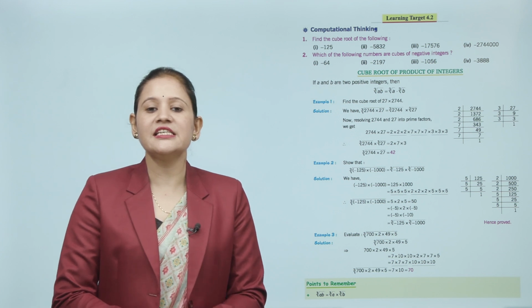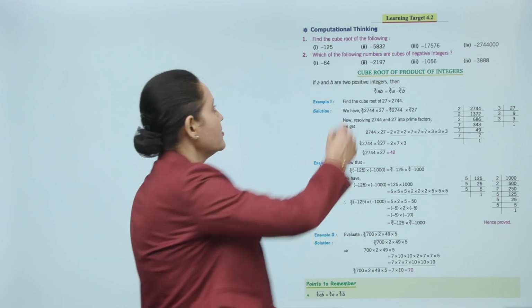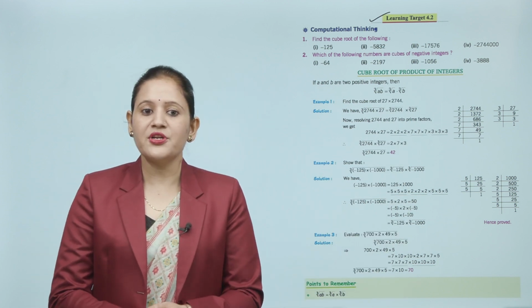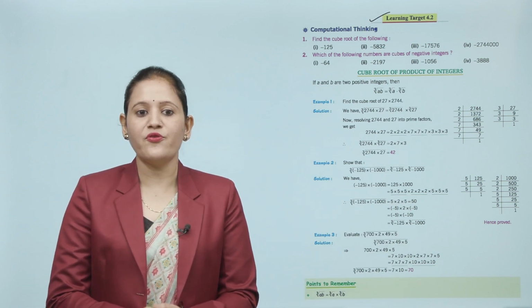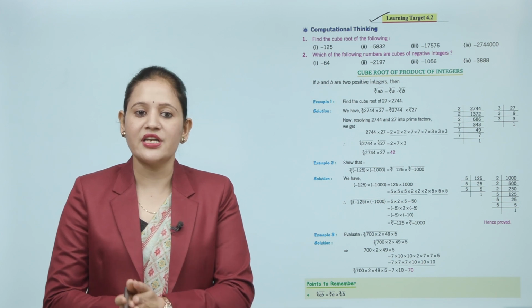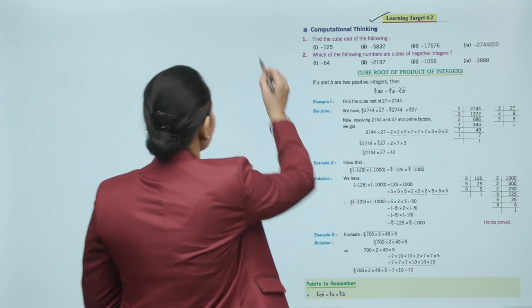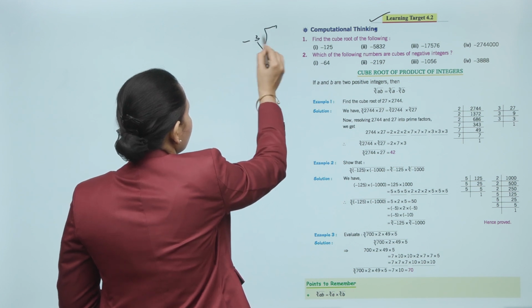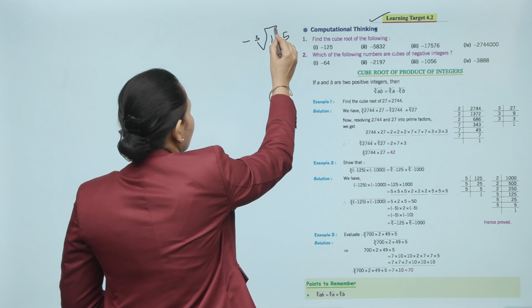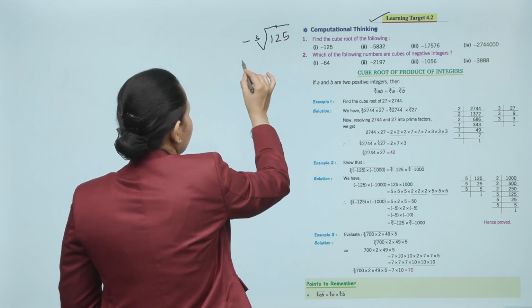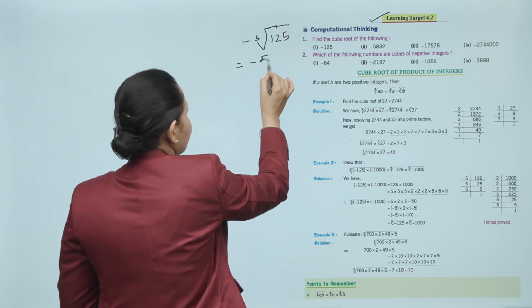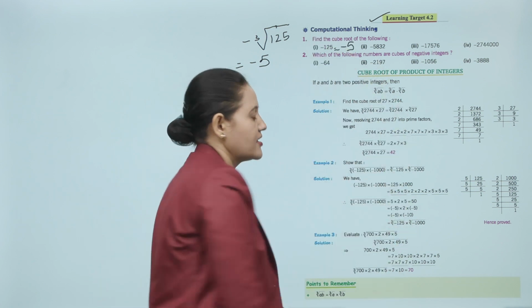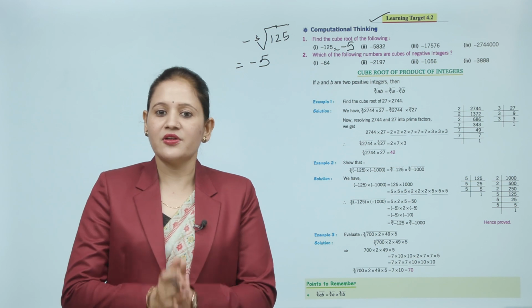Next is learning target 4.2. Computational thinking. Find the cube root of the following. First is minus 125. It is a negative number, so we will write minus 125. The cube root of 125 is 5, so the answer will be minus 5. Clear? Practice all other questions.